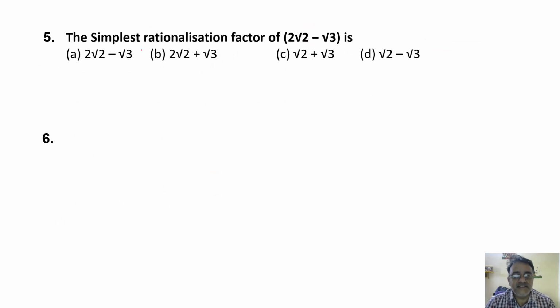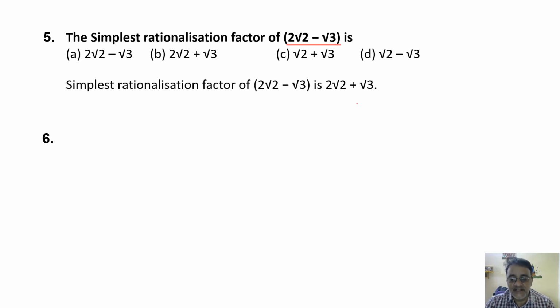Question number 5. The simplest rationalizing factor of 2 root 2 minus root 3 is. What is the rationalizing factor of 2 root 2 minus root 3? 2 root 2 plus root 3. Very good. 2 root 2 plus root 3. So the correct option is B.